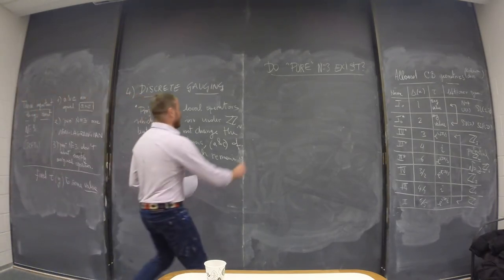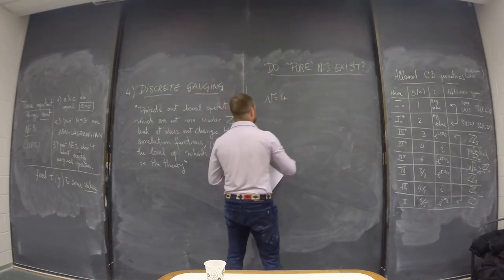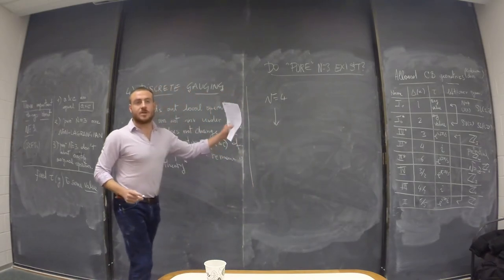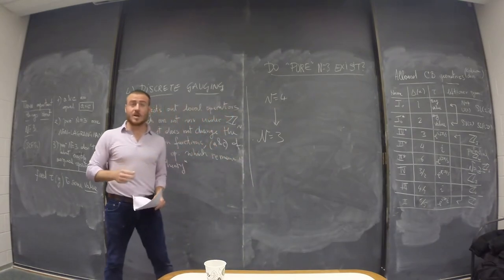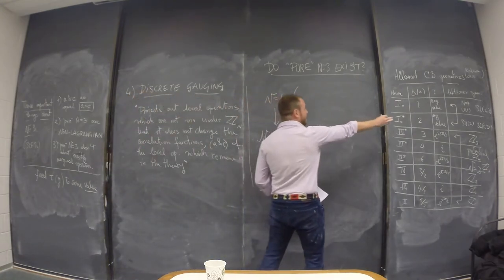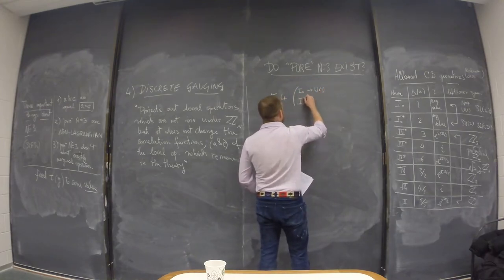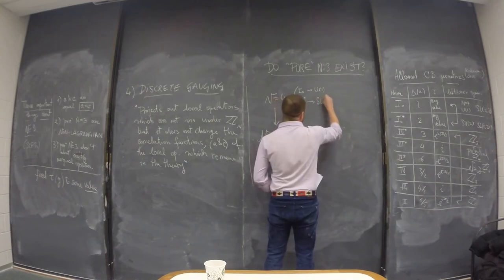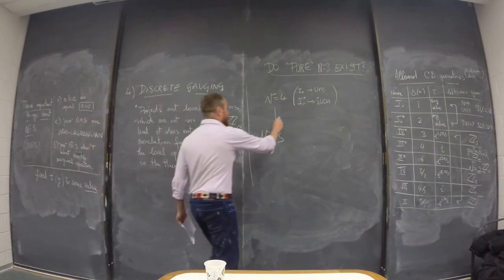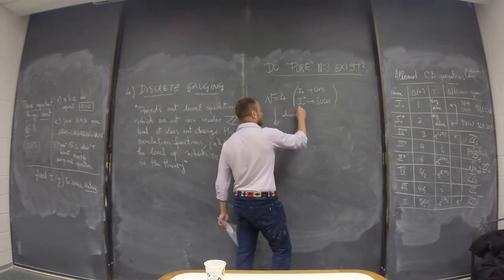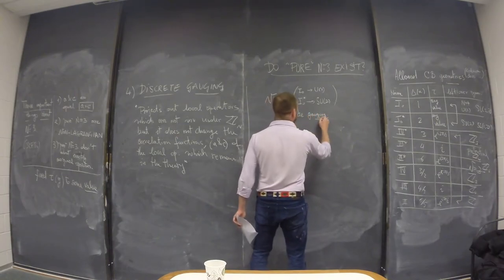So let me jump right into the core of that. We want to use discrete gauging to go from N=4 to N=3. Remember that at N=4, at least in the rank 1 case, we have this I0 and I0* geometry, which are associated with these two SCFT theories. And we want to do a discrete gauging.